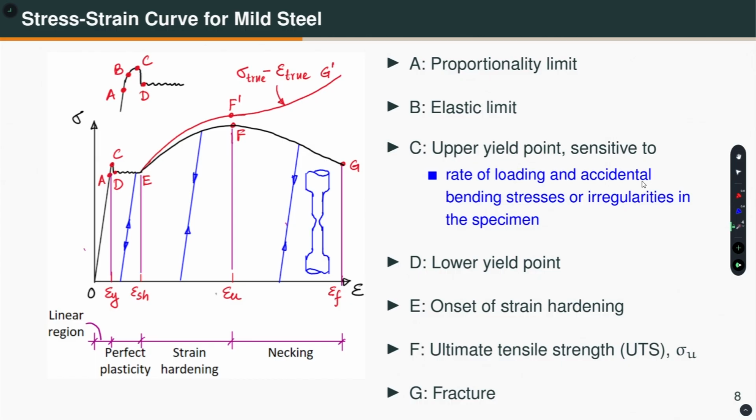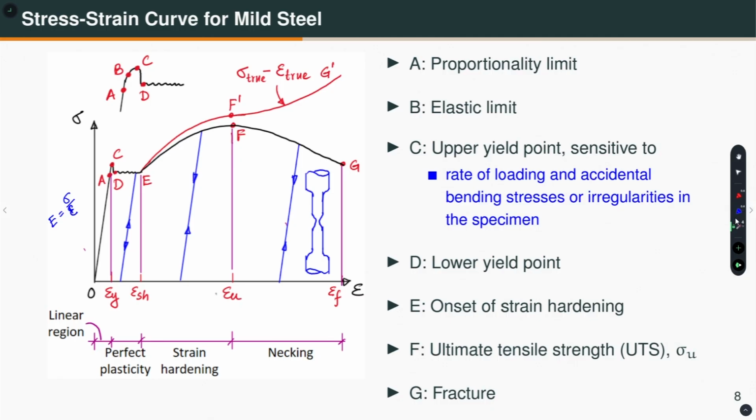If I take a mild steel specimen and do the tensile test and plot sigma versus epsilon, there are certain important things that we notice. First, the stress and strain remain proportional up to point A. Point A is called the proportionality limit, and the slope, sigma over epsilon, is called the Young's modulus, or the modulus of elasticity.